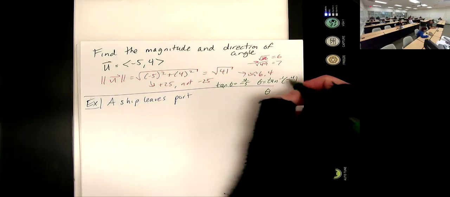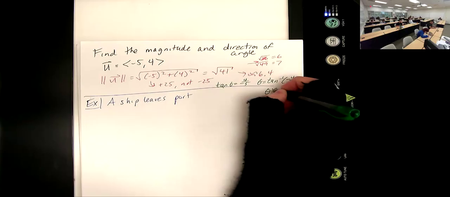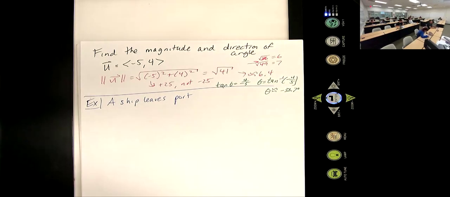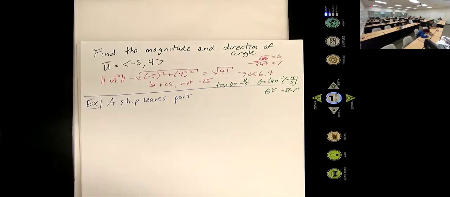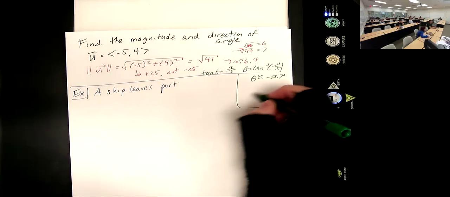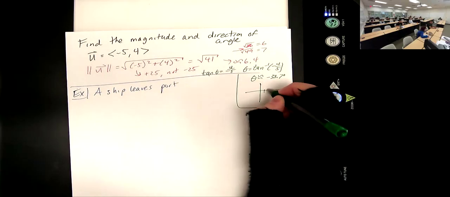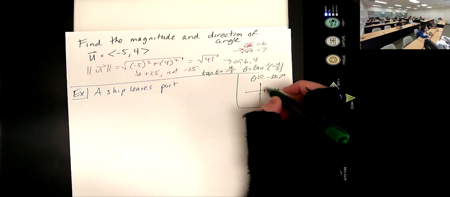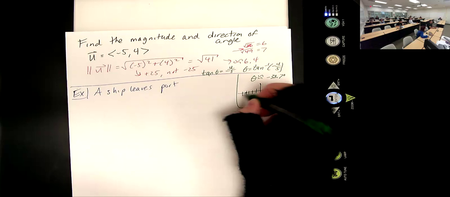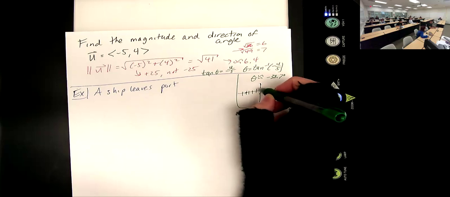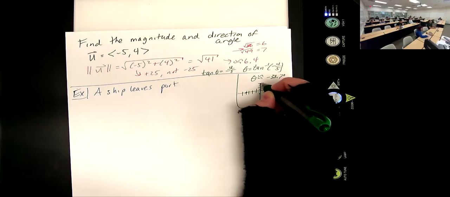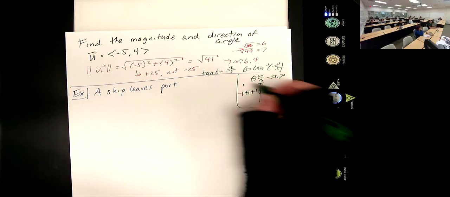Theta is about negative 38.7 degrees. Does that seem reasonable? 1, 2, 3, 4, 5, negative 5. I went the wrong way. No, that isn't reasonable. Negative 5, 4 is over here.